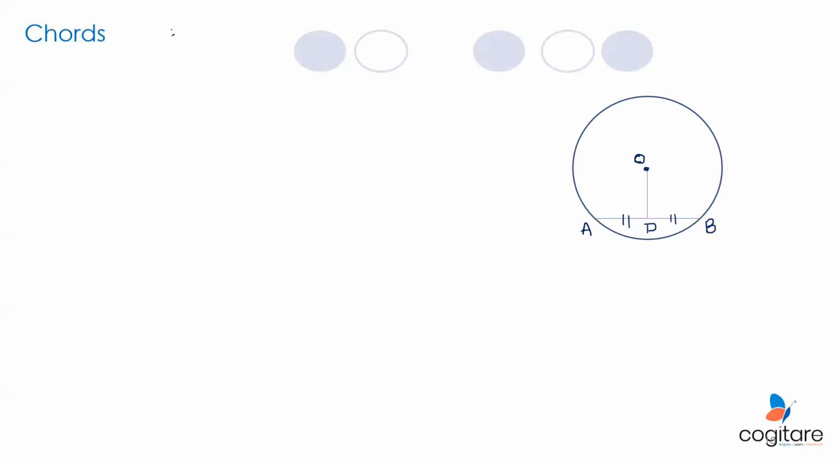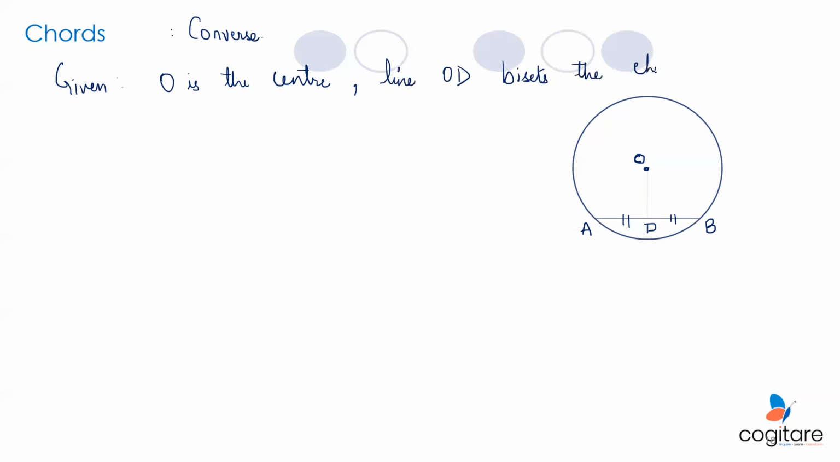For the converse, now we are talking about the converse, okay? For the converse, all that we know is O is the center of the circle, and the line OD bisects the chord AB. I know I'm not writing it as well. I love the blackboard and the chalk. Somehow on the stylus, my handwriting is all over the place. Okay, so this is given.